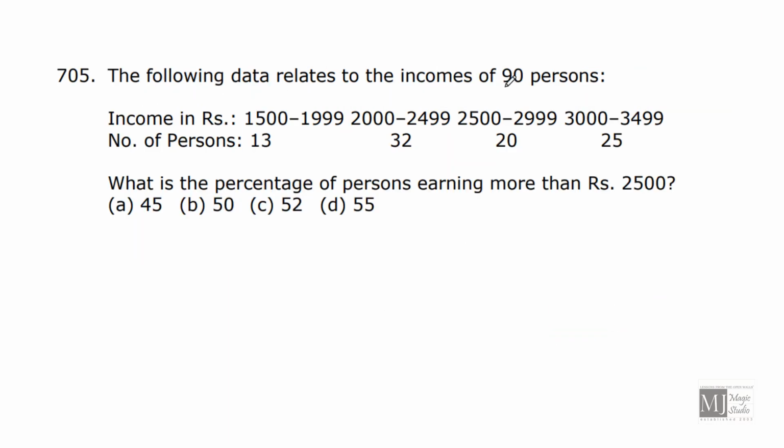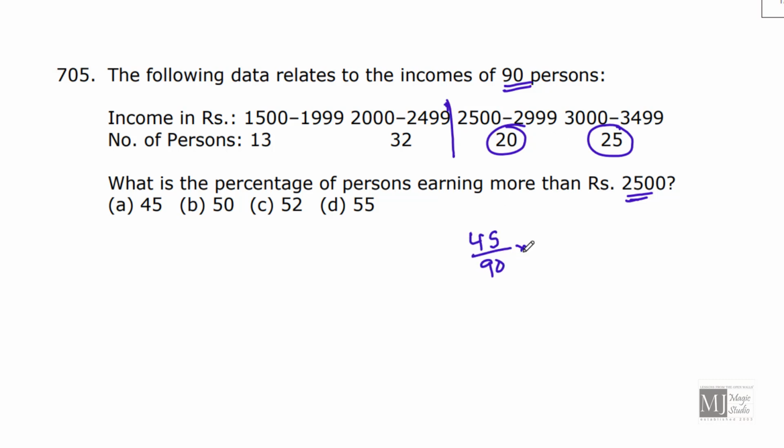The following data relates to the income of 90 people. What is the percentage of persons earning more than 2500? So here we have the barrier 2500. These two are the groups of people earning more than 2500, that is 45 out of 90, that is 50%.